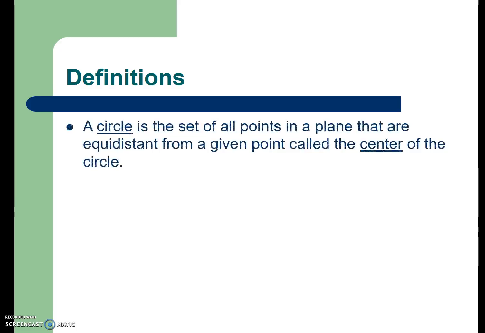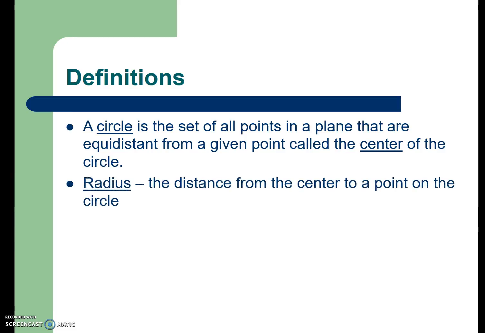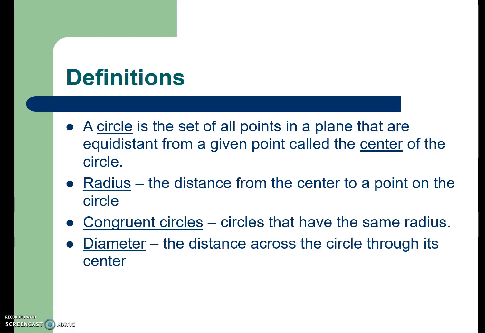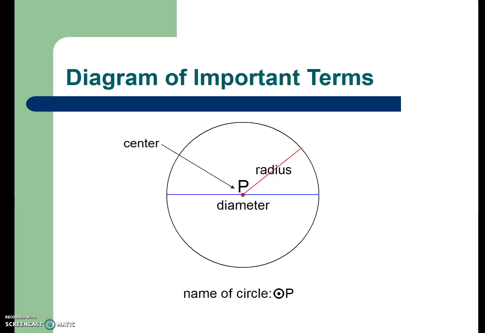We have a lot of definitions when it comes to these and a lot of new stuff. It's more than just area and circumference and radius and diameter. A little bit more than that. So, a formal definition of a circle: it's the set of all points in a plane that are equidistant from a given point called the center of the circle. You know the radius. The radius is the distance from the center to any point that exists on the circle. To have two circles be congruent, they have to have the exact same radius. And then a diameter is the distance across the circle, and it has to go through its center.